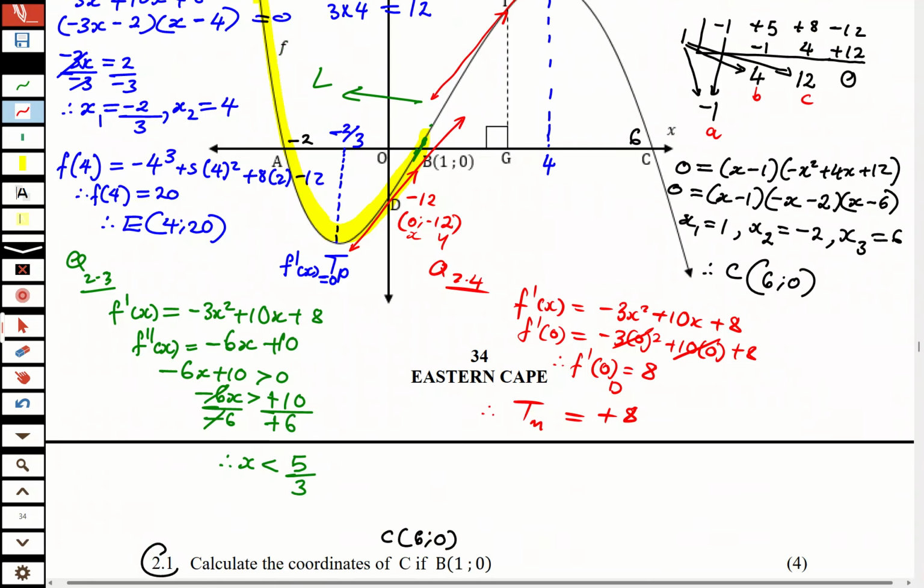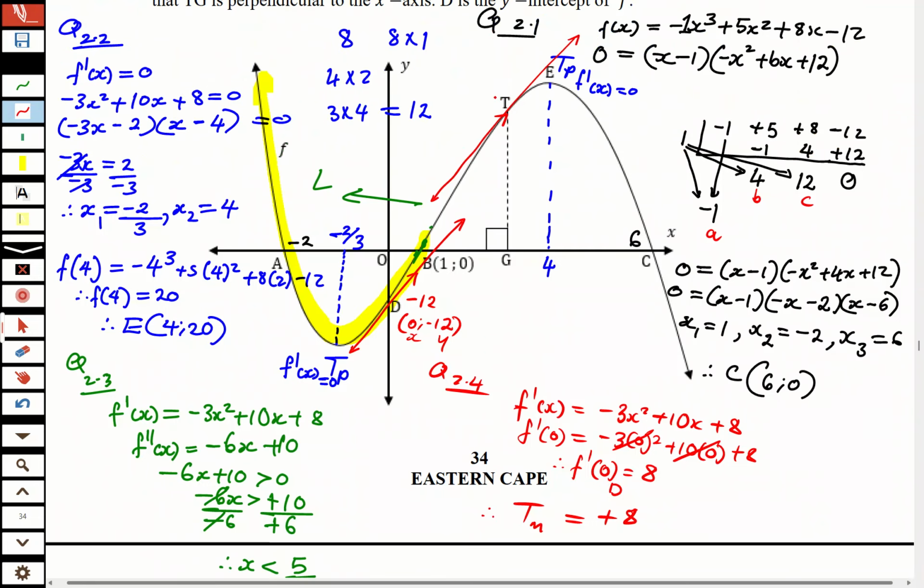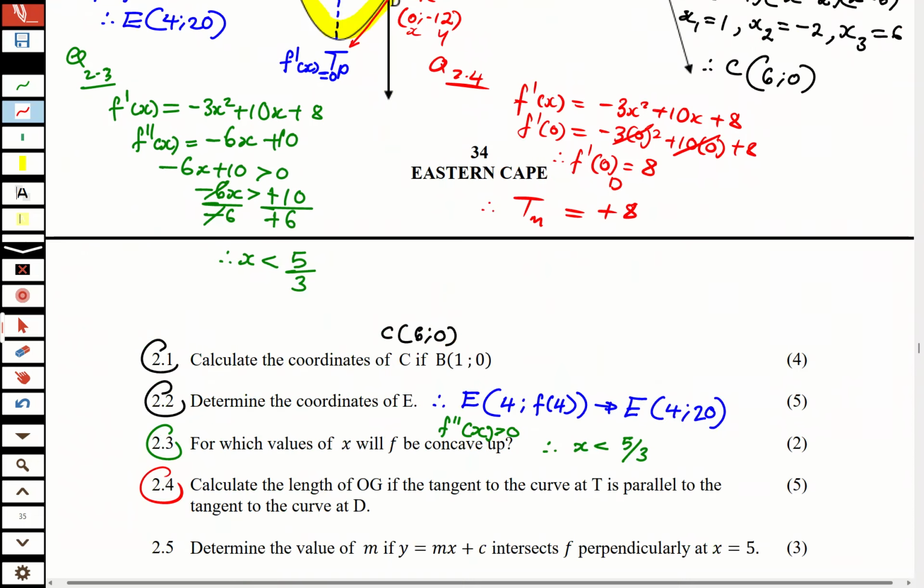So now that's so easy, guys. Remember, we have the gradient at what? At t. So remember, we can find the gradient at any point to this curve. So we're just going to say, okay, this is our first derivative. Let me just write it like this. This is our first derivative, -3x squared plus 10x plus 8. This is what? Our gradient.